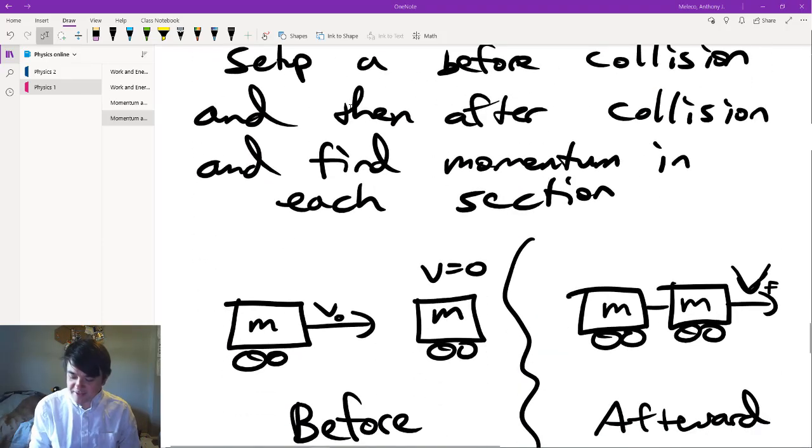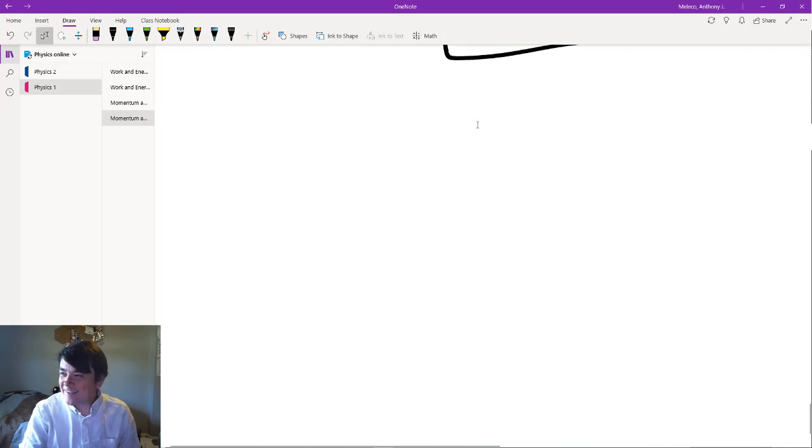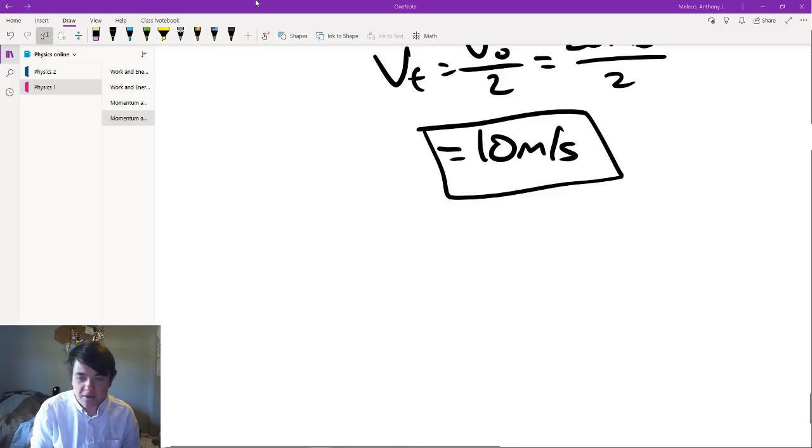Oh man, I forgot that when I did this, in my notes I give these guys happy faces. Except this guy who's sad because he's about to get hit. But then they're both happy afterwards. Okay, anyway. Sorry, I'm a dork.